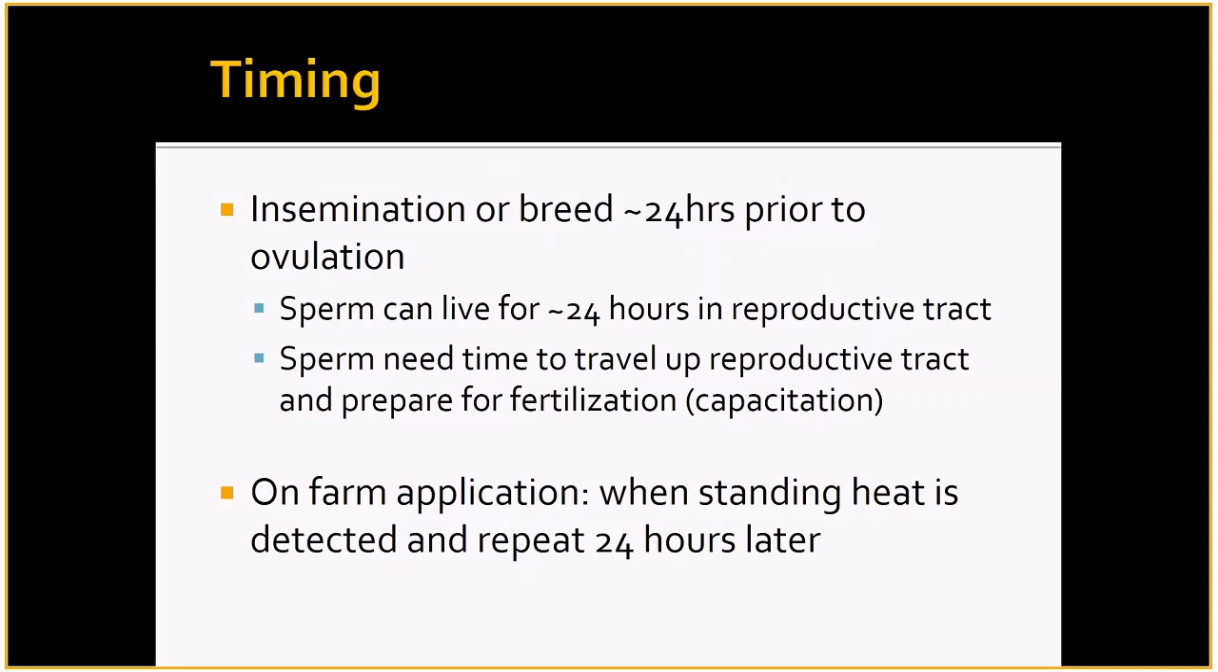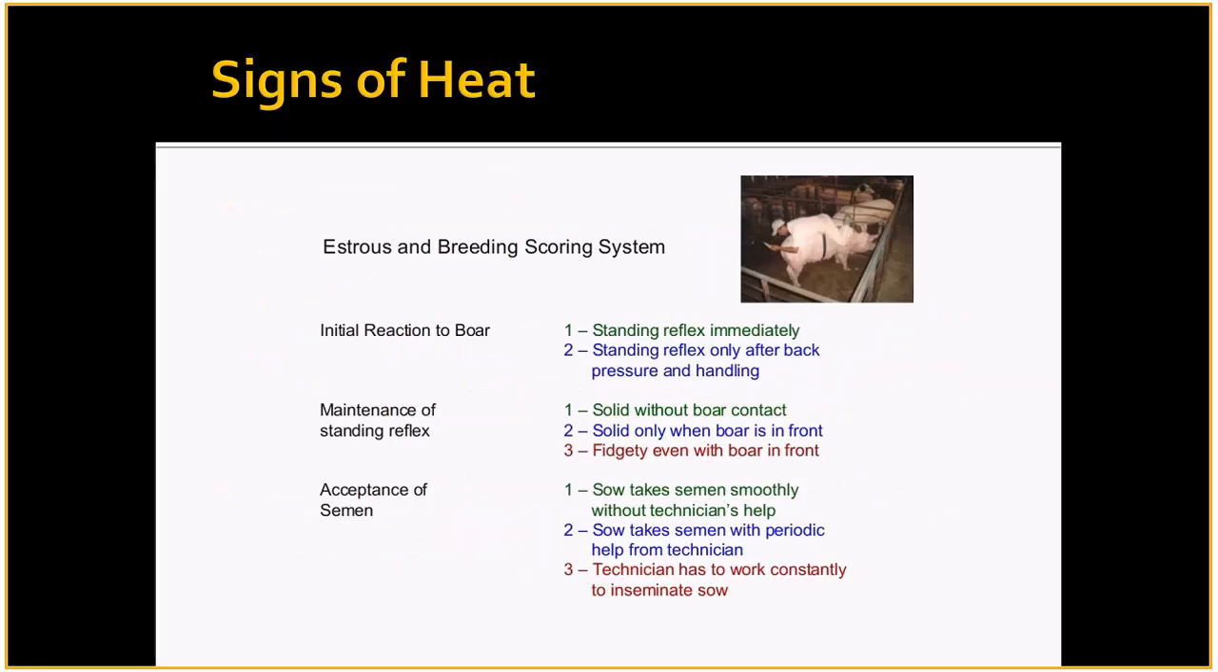I like this scoring system. Obviously this is probably even more important at a commercial farm where there's kind of a range of heat. They list them out, with one being more so in heat, probably more apt to breed or inseminate, just by reactions to the boar, reflexing immediately. Even without any sort of back pressure is even better. The maintenance of that standing reflex. Some sows, once the boar starts walking around, will be locked up solid, even without direct contact.